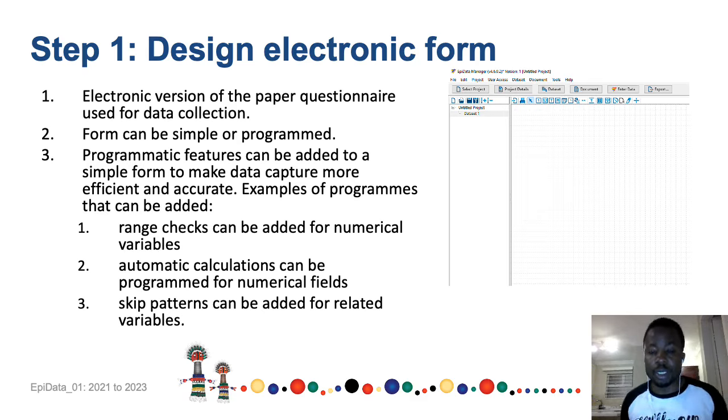But you can also go a step further and add programs to control which kind of data can be captured and which kind of data cannot be captured. Now, let me give you an example. I've listed 3 examples of programs there, but let me give you a simple example. A range check for numerical fields, for numerical variables. A range check is a program that you add to a numerical field to specify the range of values that the field can allow you to capture data on.